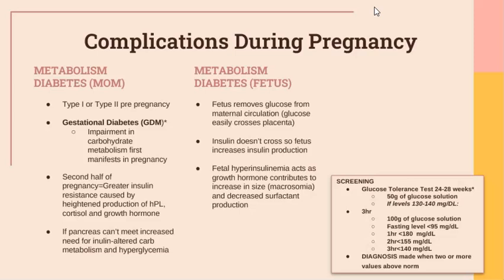So what happens with the fetus is the fetus removes glucose from the maternal circulation because glucose easily crosses the placenta. Insulin doesn't. So the fetus increases their insulin production, and fetal hyperinsulinemia acts as a growth hormone. So that's why you get those big fat babies, which can also, because of the issues with glucose, have decreased surfactant production. You need surfactant for the lungs, for a healthy respiratory system. So they're acting like preemies, but they weigh 9 or 10 pounds.